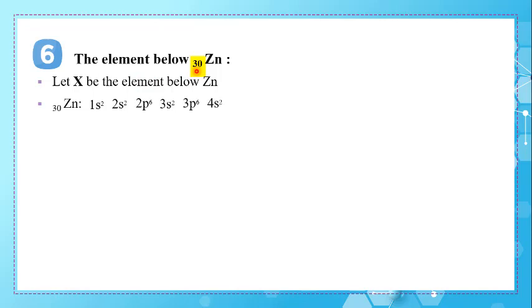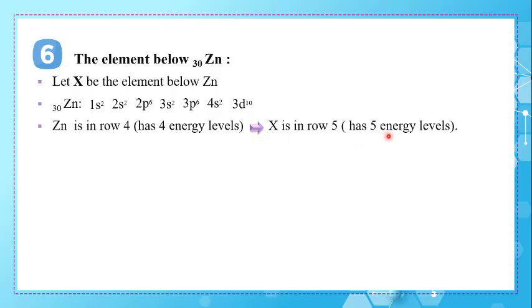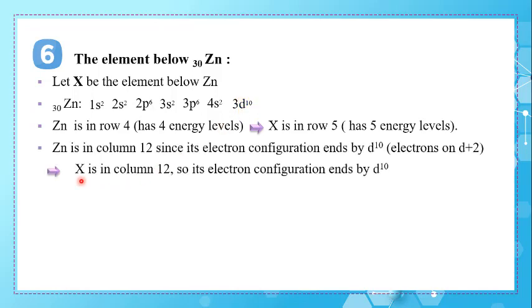Finally, determine the atomic number of the element located below Zn. Let X be the element located below Zn. From the atomic number of Zn, which is equal to 30, we'll write the electron configuration of Zn, as follows. As you can see, Zn is in row 4 since it has 4 energy levels. So X is in row 5 since it's directly below Zn. Also, Zn is in column 12 since its electron configuration ends by D10. As a result, X is in the same column as Zn, so its electron configuration must end by D10.